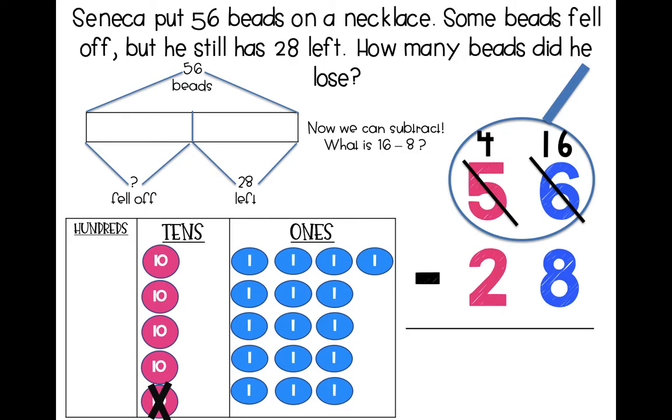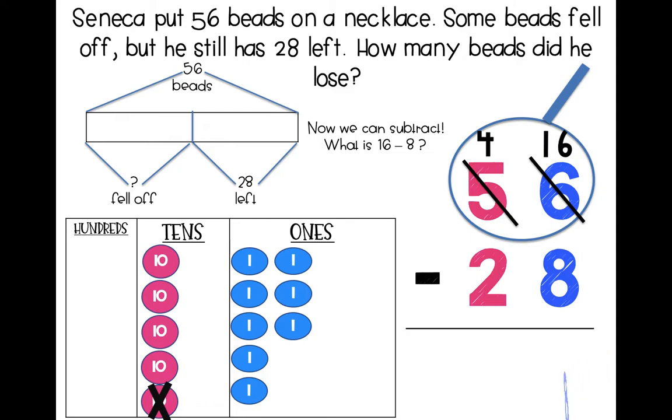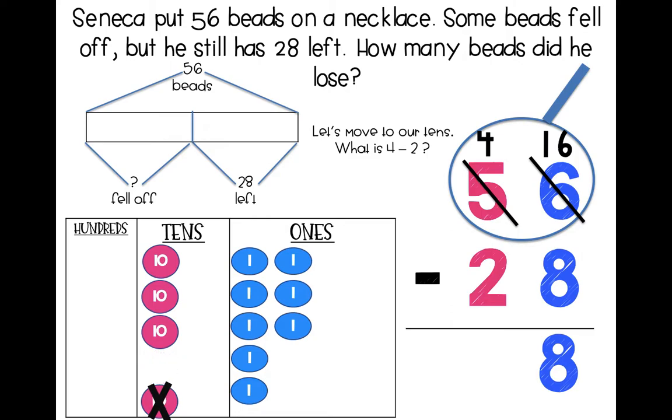What is 16 minus 8? It's 8. That is correct. That is one of our doubles facts. 16 minus 8 is 8. Now let's look at our tens place. What is 4 minus 2? That's another doubles fact. 4 minus 2 is 2.